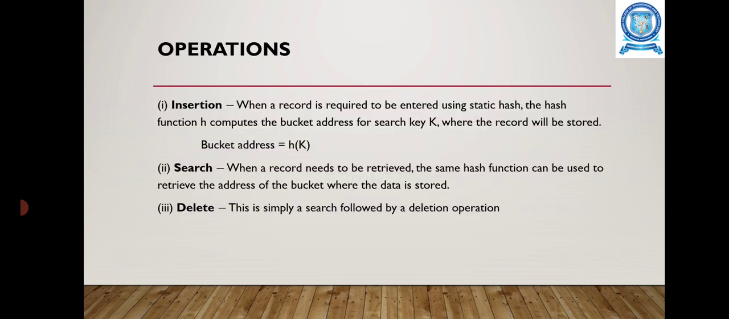Operations. In static hashing, these operations are possible. First one is insertion. When a record is required to be entered using static hash, the hash function computes the bucket address for search key K where the record will be stored. Bucket address is equal to H of K. Search means when a record needs to be retrieved, the same hash function can be used to retrieve the address of the bucket where the data is stored. Next one is delete. Delete is simply a search followed by a deletion operation.